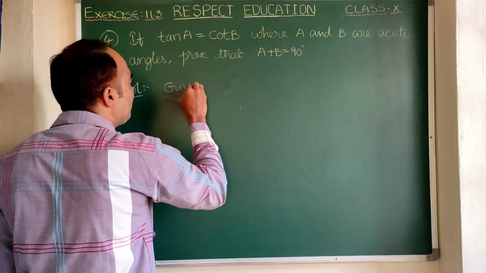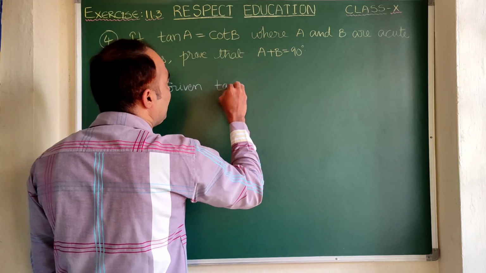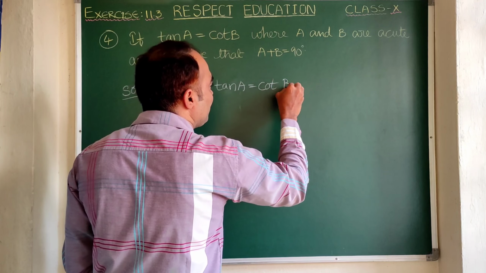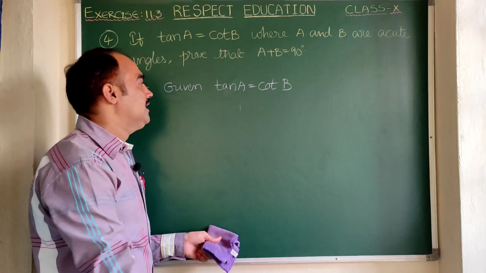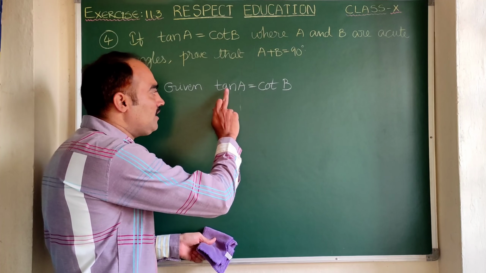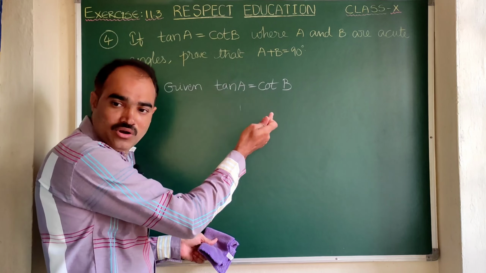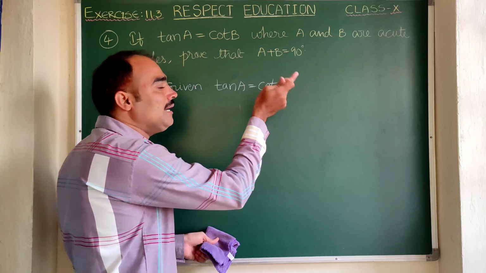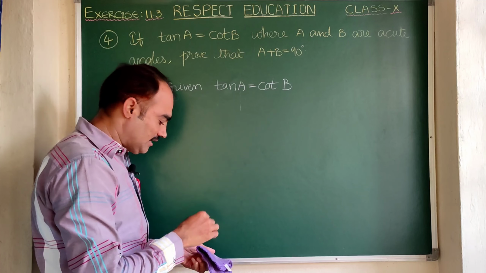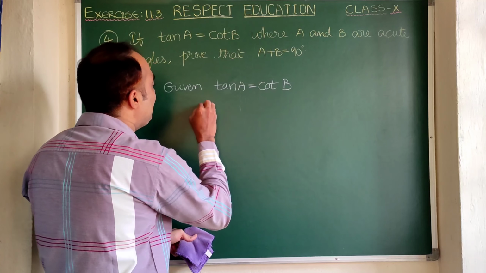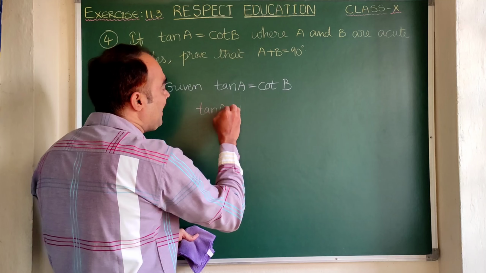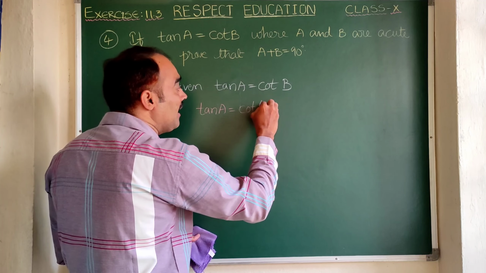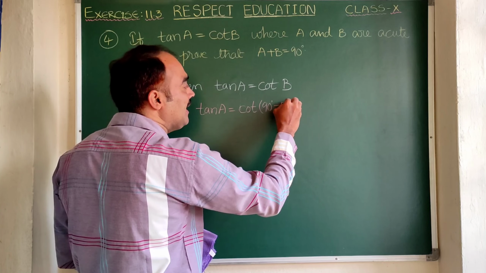Given tan A is equal to cot B. Now here two chances. You can convert tan A in terms of cot A, or you convert cot B in terms of tan B. Is it clear? So here can you tell me what is the formula of tan A? Tan A can be written as cot 90 degrees minus A.